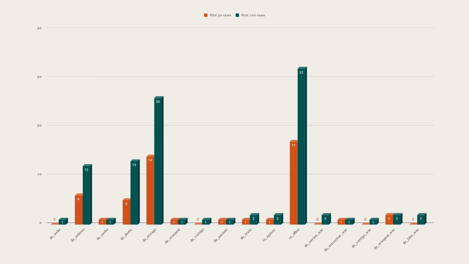And in terms of the maps, we had 0 cases on Nuke, we had 1 now on Nuke, etc. As you can see, by far the most cases are on Office, followed by Mirage. And then there's a deep gap towards Inferno and Dust 2. The rest has 1 or 2 cases. So the most cases we're getting are really on 2 maps. I hope this will change a bit.